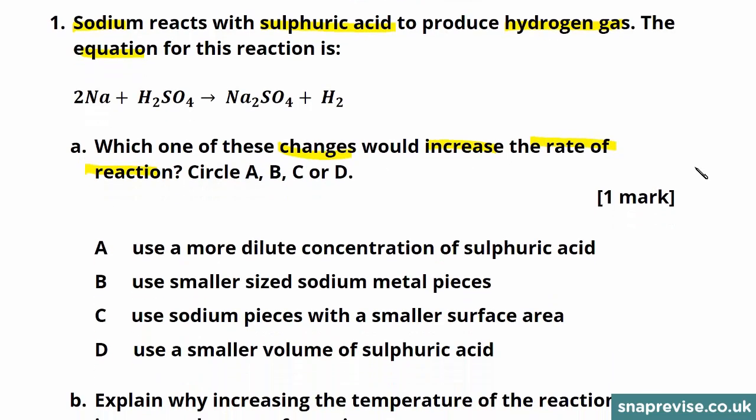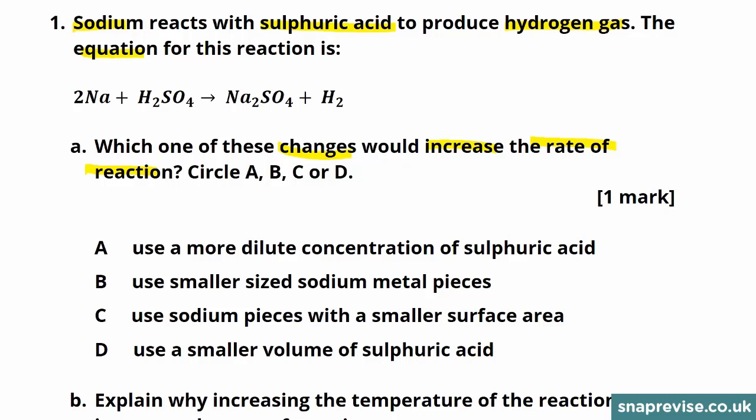In part A, we're asked which one of these changes would increase the rate of the reaction, and we're told to circle one out of A, B, C and D. In order to answer this question, we need to think about the collision theory that we use to understand rates of reaction, and the different factors that can affect a reaction's rate. Let's look at each of these options in some detail.